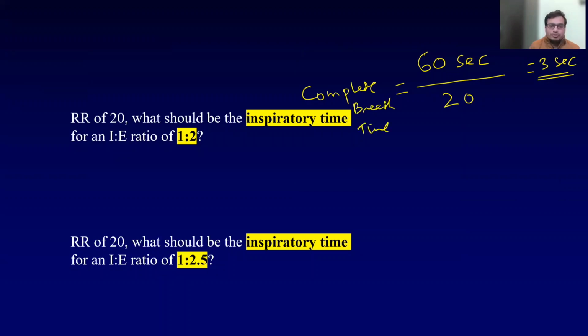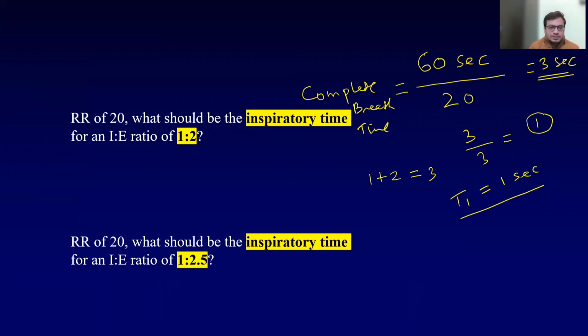Now 3 seconds have to be divided into 1:2. So how will you do that? You just combine this 1:2, 1 plus 2 is equal to 3. So what will you do? 3 by 3. That will give you 1. So 1 will be your TI. TI will be 1 second, so automatically the TE will be 2 seconds.